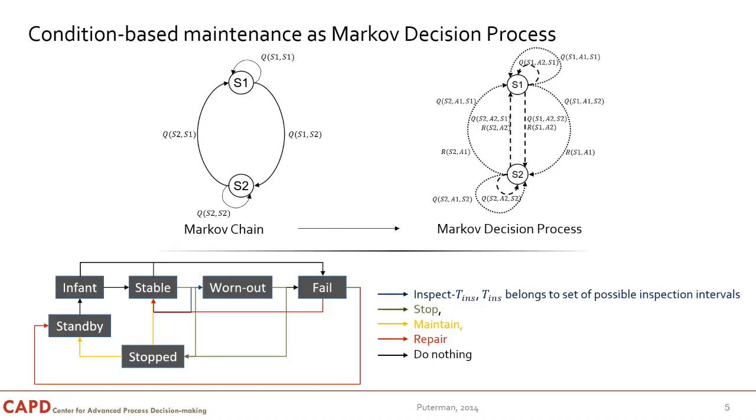Here, we use the three phases from the bathtub curve as three states, and there are also the failure state, the standby state, and the stopped-for-maintenance state that are to be incorporated for each unit. The arcs between the states are the actions. They include the inspection intervals at each state, the action of stopping for maintenance, the action of maintenance, the action of repairing, and the action of doing nothing. They determine the system dynamics. They decide the probability of the system going from one state to another.